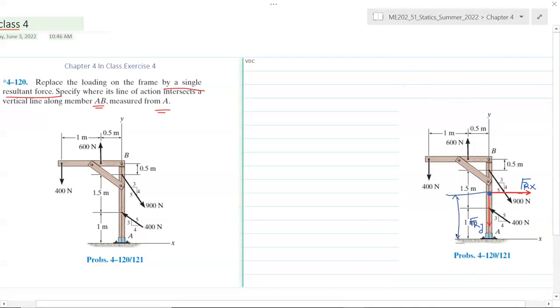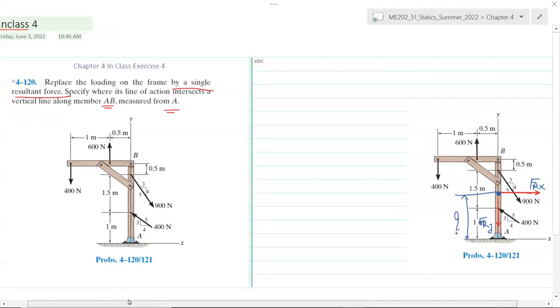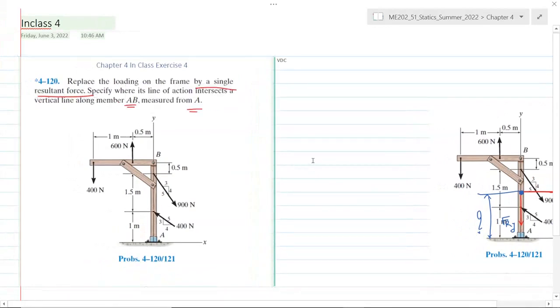This is what we need to determine in this problem: how far this force is acting on this beam. And this is called an equivalent force system. So we can reduce multiple forces to a single force.